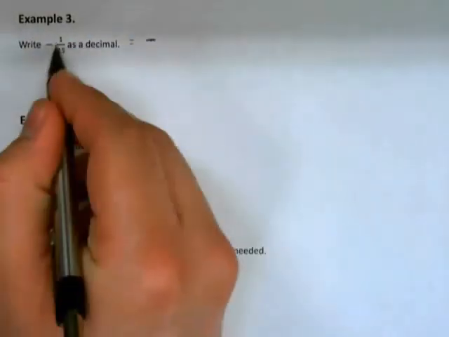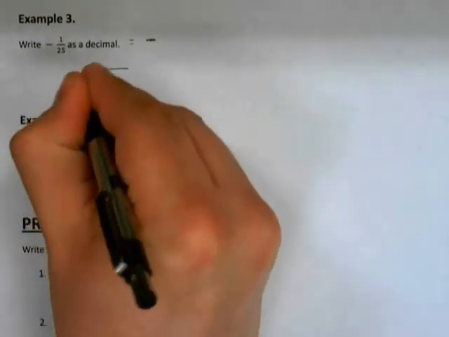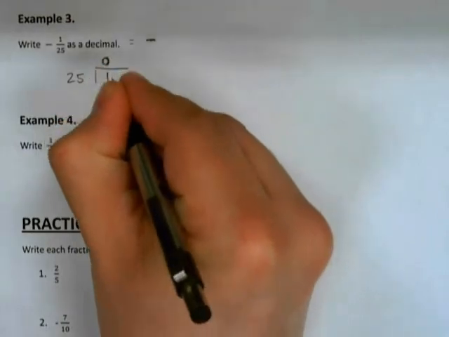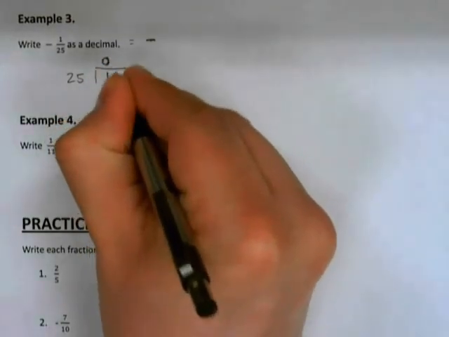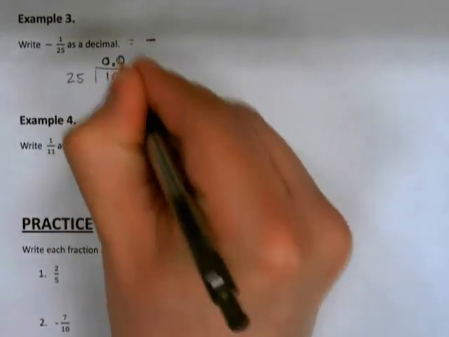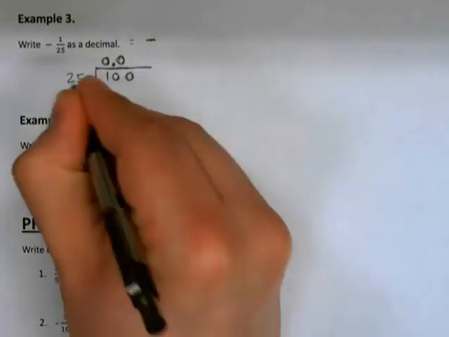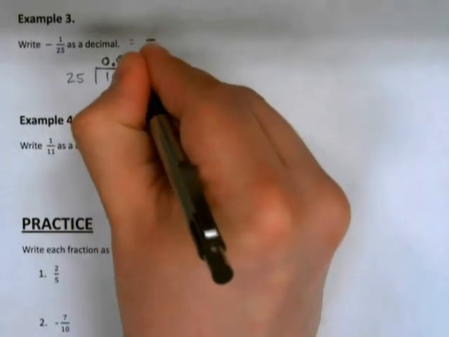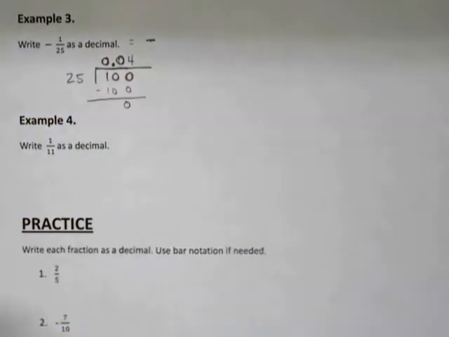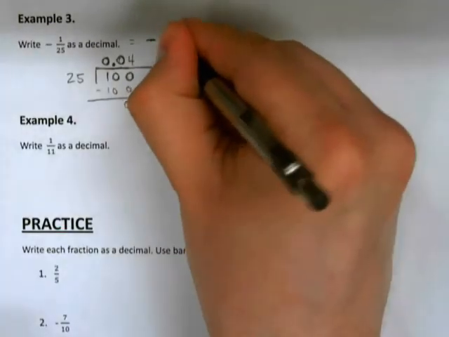Then we can just take this fraction like we've been doing and divide it. So 1 divided by 25, and again we know 25 can't go into 1, so we have to put a 0, and if we have to add a 0, we have to put a decimal. 25 doesn't go into 10 either, so we have to put another 0 and add another 0, and 25 goes into 100 4 times, which equals 100. Subtract, we get 0 as our remainder. So our answer is negative 1/25 is equal to negative 0.04.